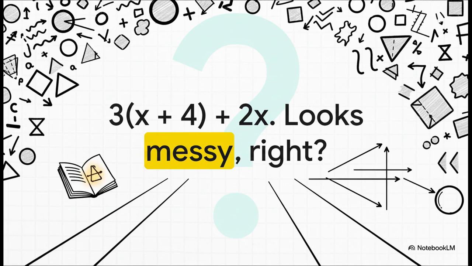3 times (x plus 4) plus 2x. Yeah, it looks like a mess, doesn't it? It's just a jumble of letters, numbers, and parentheses. But what if I told you we could use that secret rulebook to turn this chaotic-looking puzzle into something clean, simple, and actually understandable? Let's give it a shot.